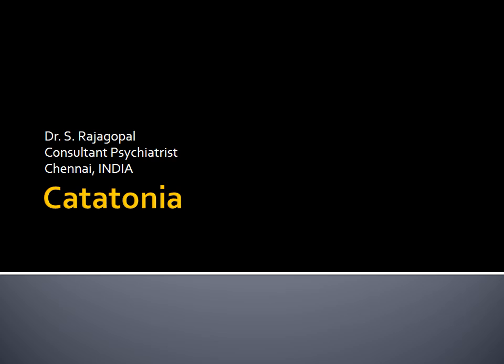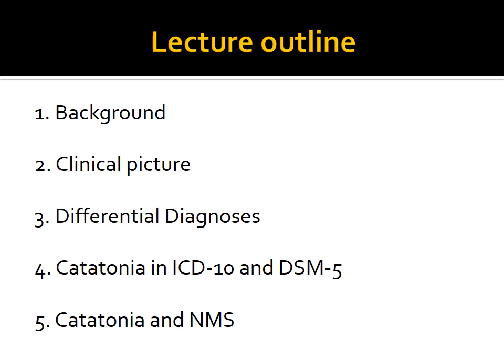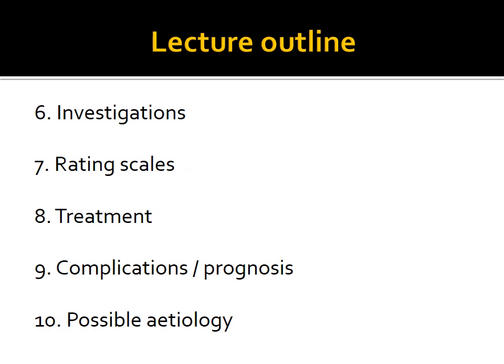This is a presentation on catatonia. So we look at the following aspects of catatonia: historical background, clinical picture, differential diagnosis, how catatonia is included in ICD-10 and DSM-5, catatonia and neuroleptic malignant syndrome, investigations, rating scales for catatonia, treatment of catatonia, potential complications of catatonia and its prognosis, and possible underlying etiology of catatonia.